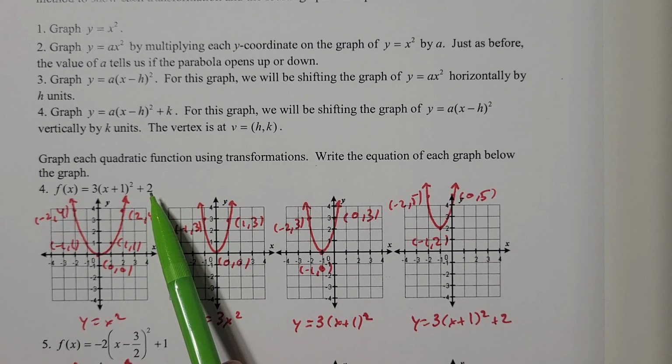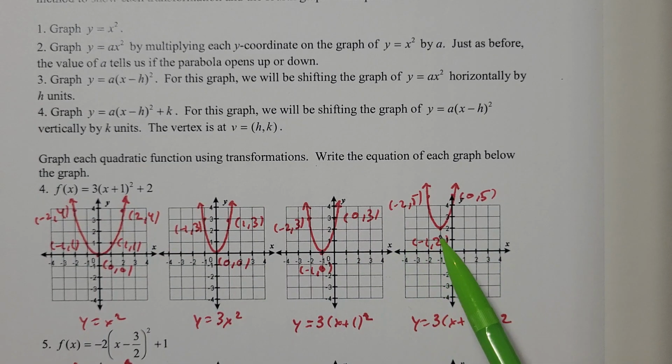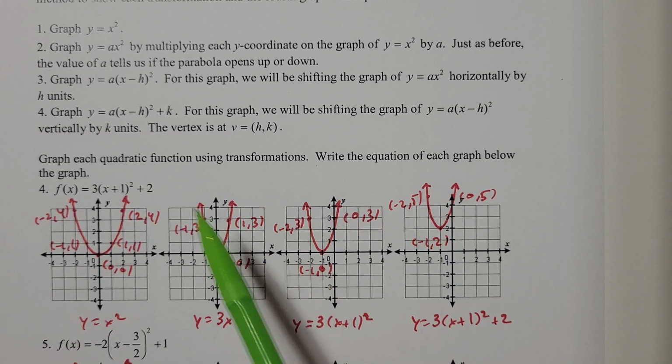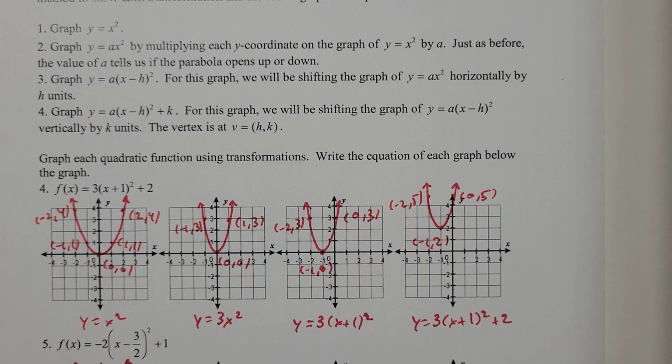So in my answer here, if I'm not landing at the point (negative 1, 2) for the vertex, and if the parabola is not opening up, I did something wrong. And so we have both those things there. That looks good.